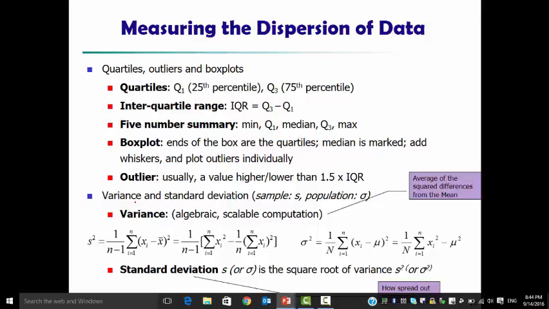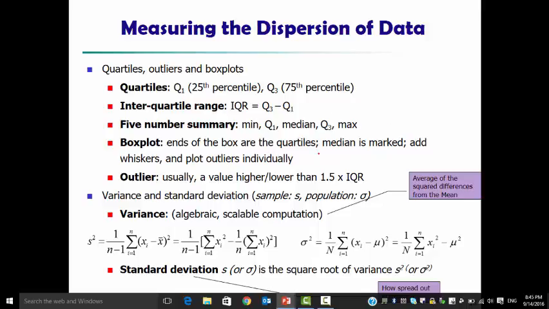Variance usually is the square of the standard deviation. Oh, wait a minute. Standard deviation is a square of variance. Okay. Is it? Standard deviation is the square root of the variance. So variance is bigger than standard deviation.